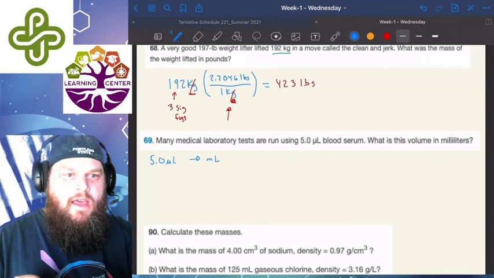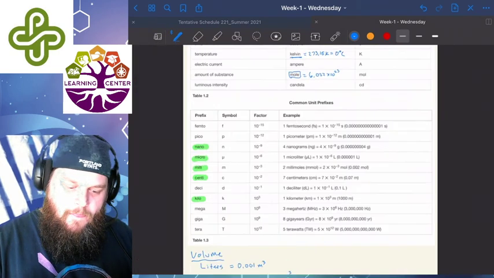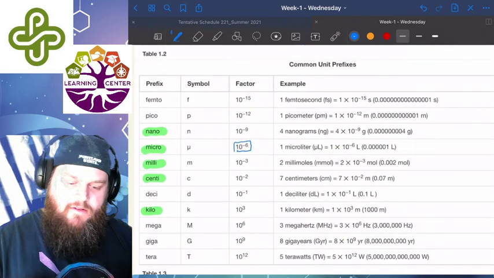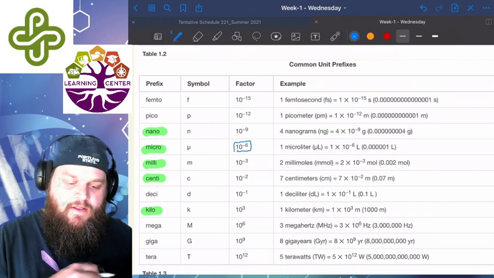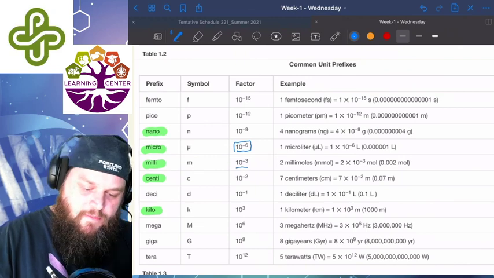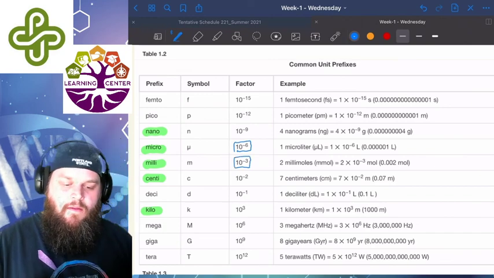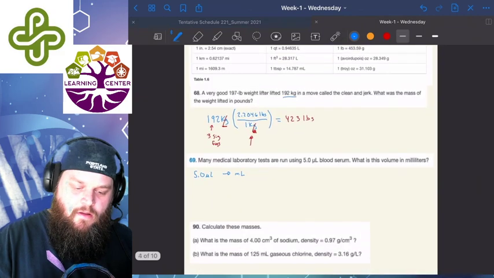So looking at, we can go back to our conversion table here, and micro is 10 to the negative 6 meters in this case, because we're talking about liters. So 10 to the negative 6 liters, and milli is 10 to the negative 3 liters. So we can use those ratios to figure out then what this would be.